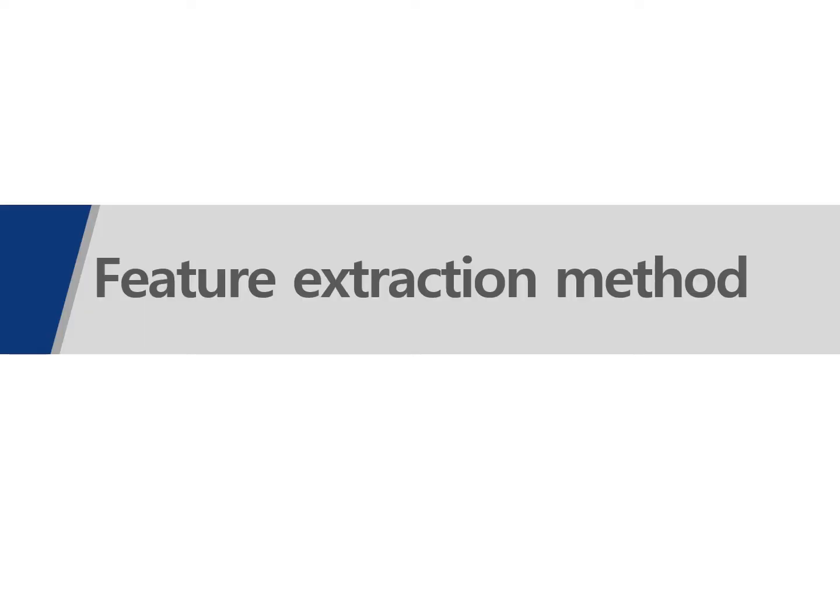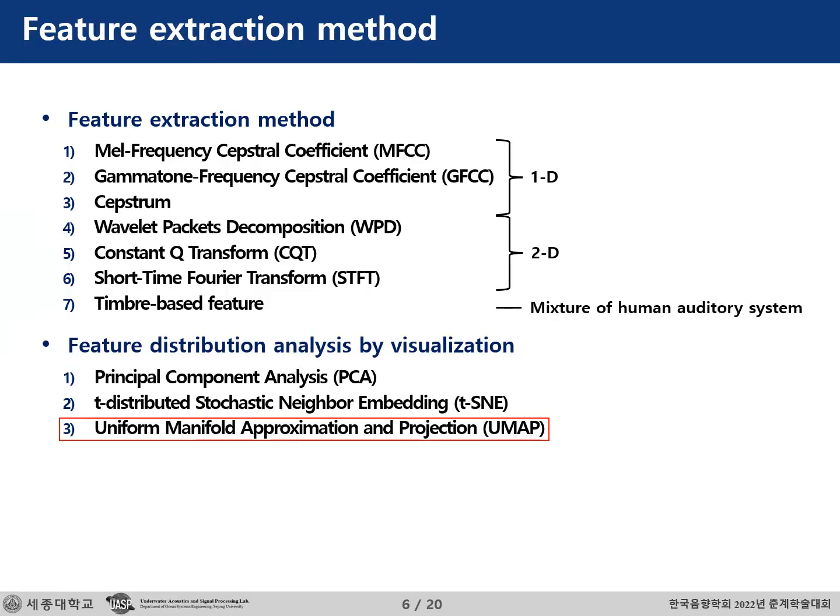In this chapter, I'm going to explain the feature extraction methods that I used. These are the feature extraction methods that I used. From 1 to 3 are one-dimensional and 4 to 6 are two-dimensional. Timbre-based feature is based on the human auditory system. The reason why I chose this method is, from the paper survey, I counted the number of data used in our field, and these are the most frequently used ones. The timbre-based feature is a unique feature extraction method that is used for musical instruments, and Defense Research and Development Canada investigated it as well. For the 3 feature distribution analyses by visualization, I'll focus on uniform manifold approximation and projection.